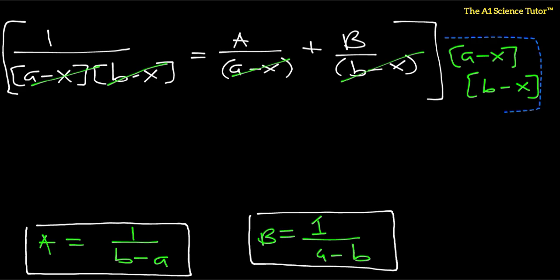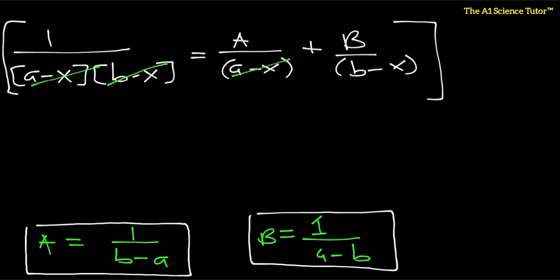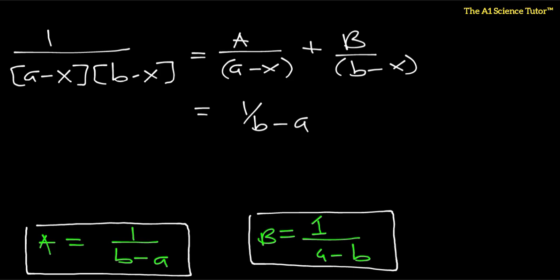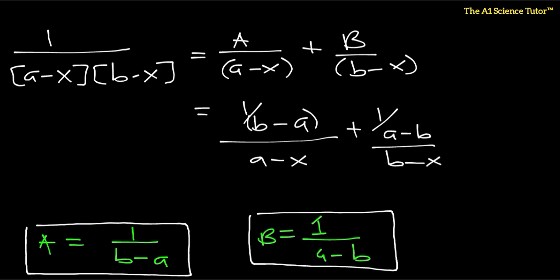So I'm just going to wipe this stuff out and clear these ones out. Yeah. So we know what A is and we know what B is. So that means this is going to be 1 over B minus A divided by A minus X. And this is plus 1 over A minus B divided by B minus X. So that is basically what you have.